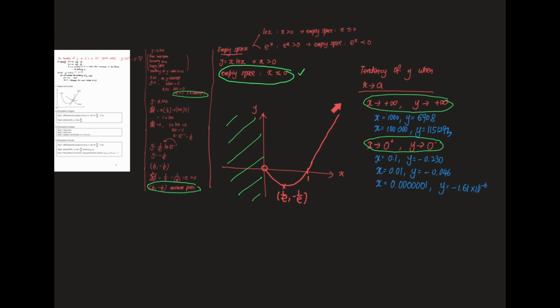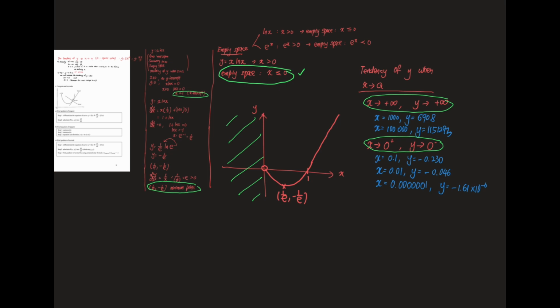So it shows that the graph will keep going up. Okay, so empty space is used here. X-intercept is used, which is here. Minimum point is used, which is here. Tendency of y here, as well as here. Okay, so that is how we use the technique to sketch the graph. So we have done graph sketching.